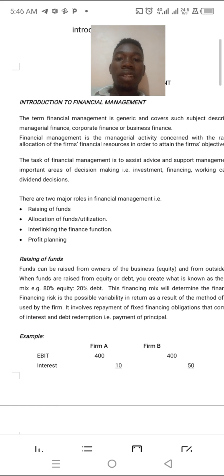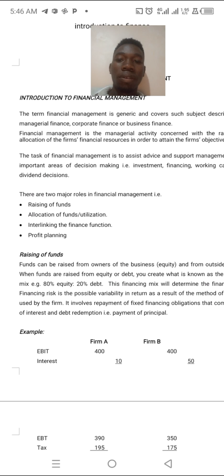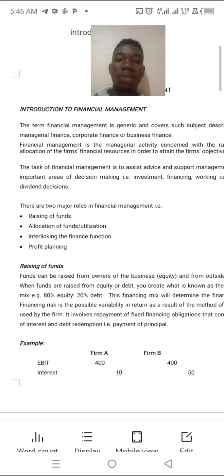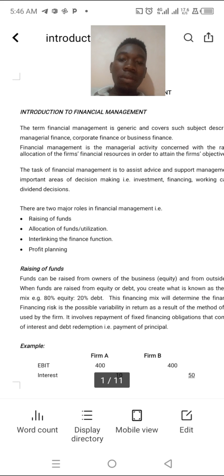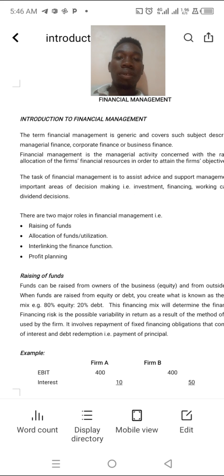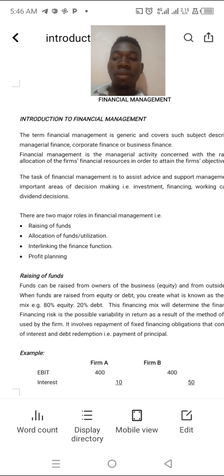So we are going to look at financial management, and the first topic is the introduction part of financial management. But first and foremost, when we talk about the introduction, just know that we are going to look at things like the definitions. We talk about the definition of financial management. We are going to look at the roles of financial management, who is a financial manager, and the roles of a financial manager.